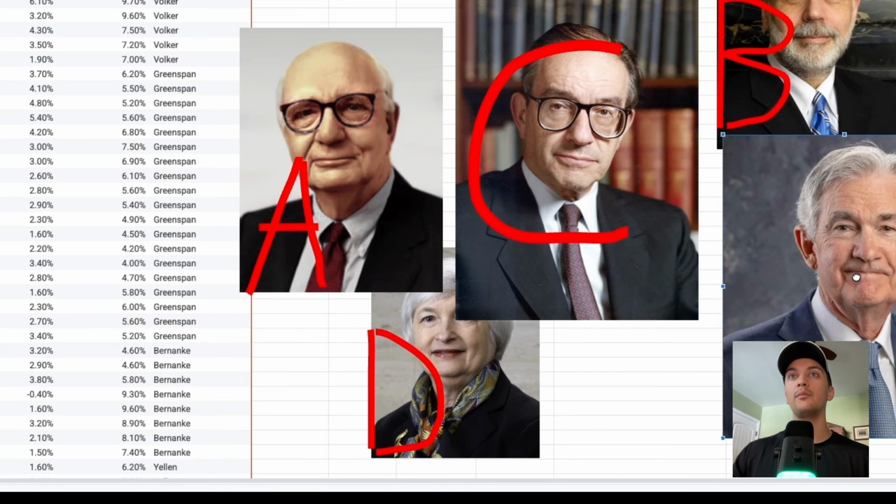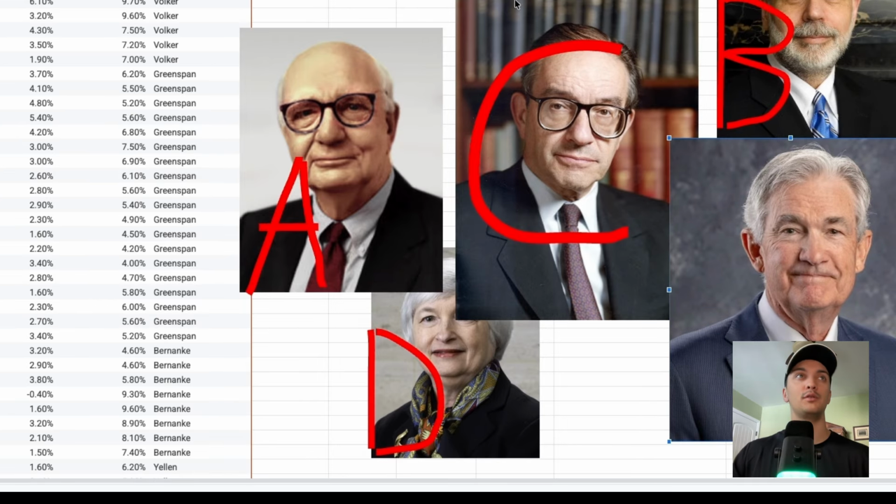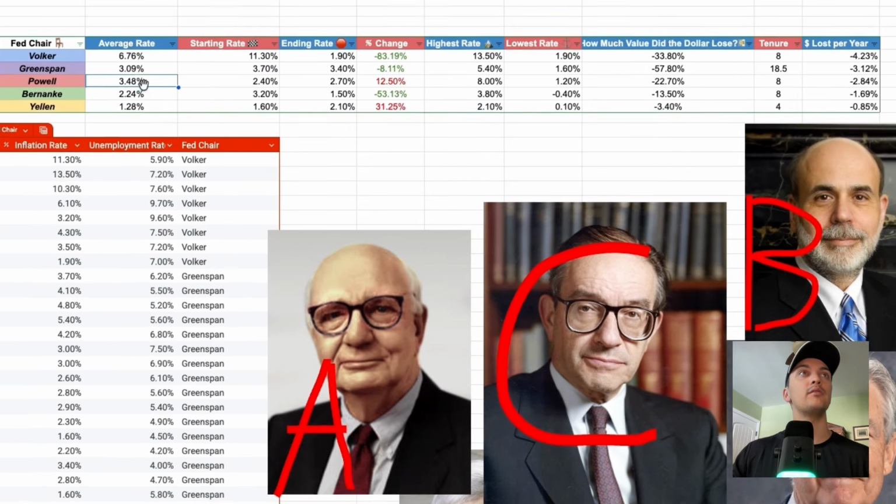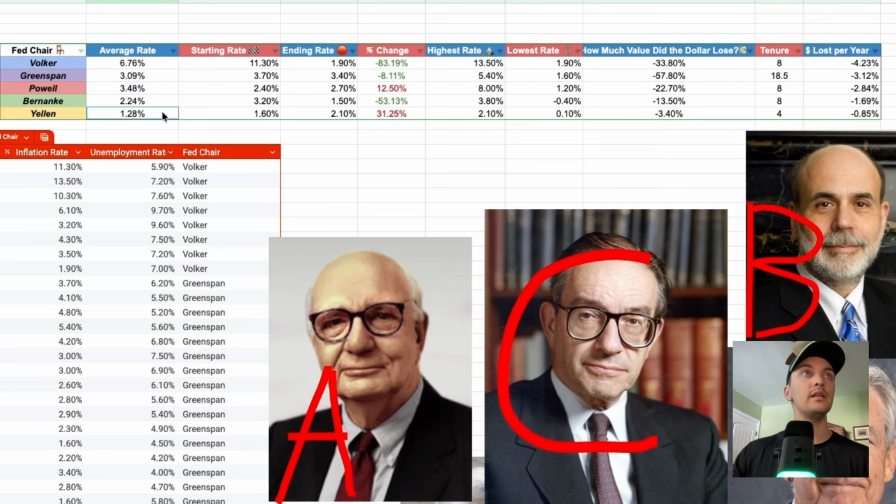And now, time to bring it home. No home Jerome. Let's see, Powell, starting at average 3.48. Although Janet did have the lowest average, but it did go up. And having the lowest average doesn't matter to me. This change here. So Powell, anyways, started at 2.4. He's not finished yet, but up to 2.7 and up 12.5%.